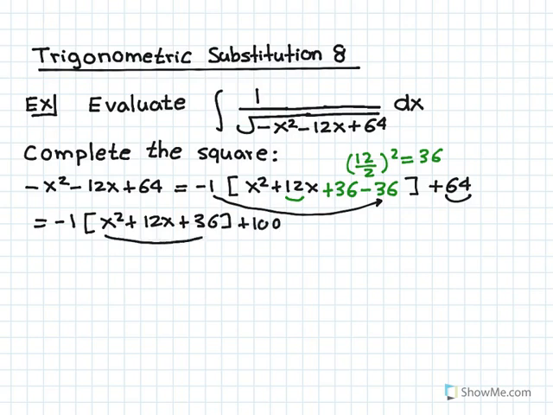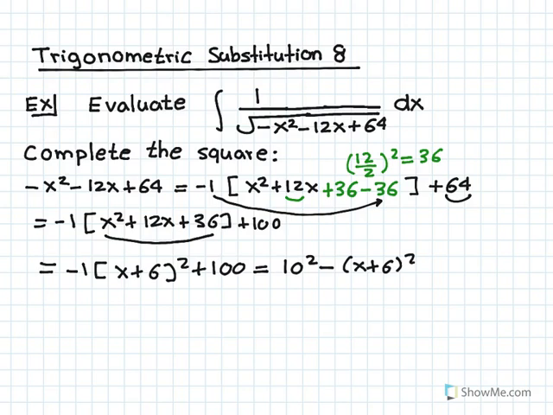But now this part is a perfect square. So what we have is minus 1 times x plus 6 squared plus 100. Let's rewrite that as 10 squared. 10 squared is 100 minus x plus 6 squared. Alright, when we have the pattern, root of a squared, constant squared minus variable squared, we make the transformation u is equal to a sine theta.